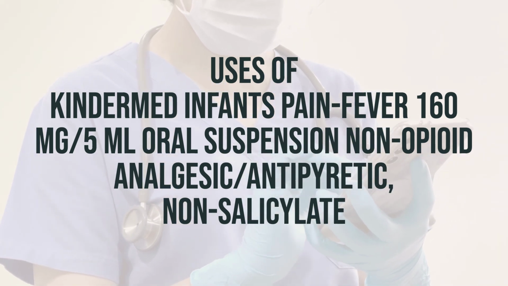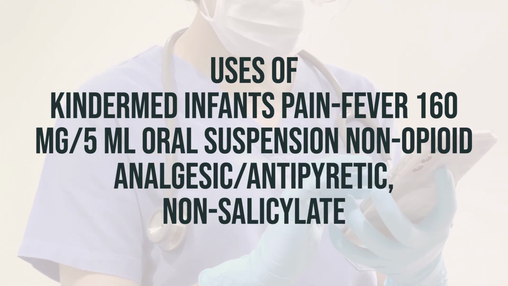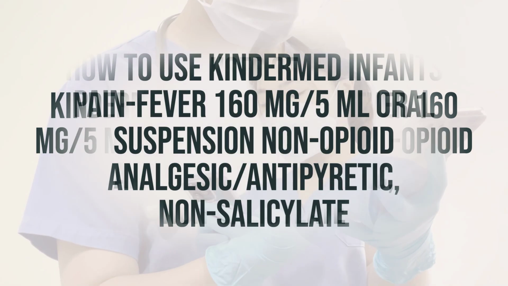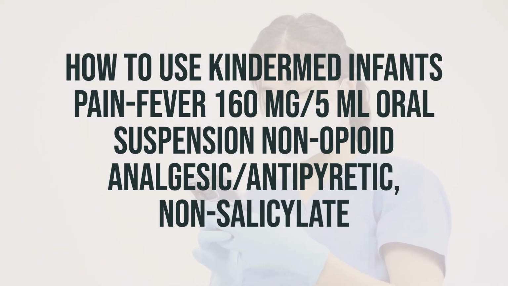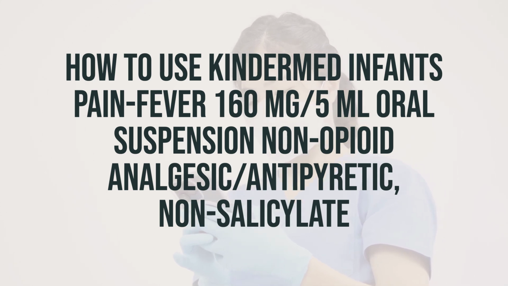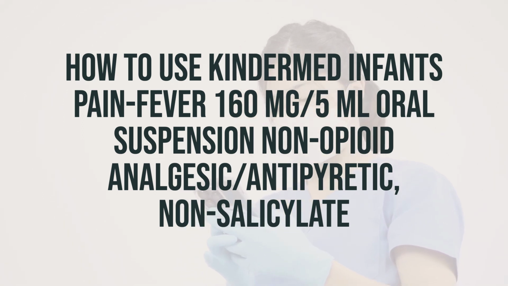This medication can be taken with or without food, but it is important to take it at the same times each day. When using Kindermed Infants Pain Fever 160 mg per 5 ml oral suspension non-opioid analgesic/antipyretic, non-salicylate, always follow the instructions on the product package. Make sure to use the correct dose for your child's weight, and do not exceed the recommended amount. Shake the suspension well before each dose, and use the provided measuring spoon or dropper to ensure the correct dose. It's important to use pain medications at the first signs of pain for the best results.